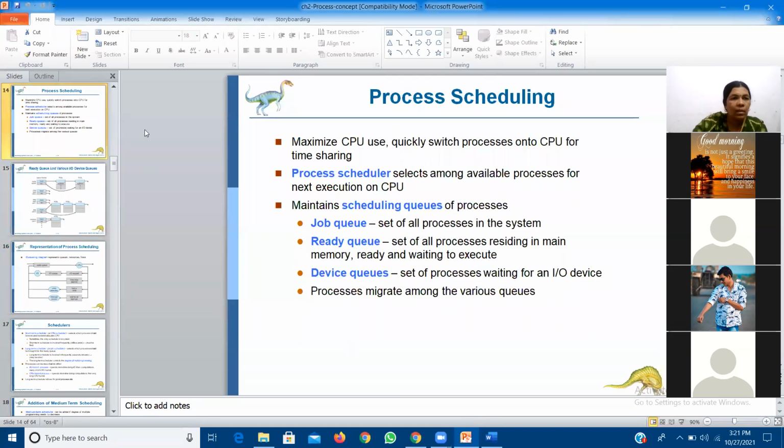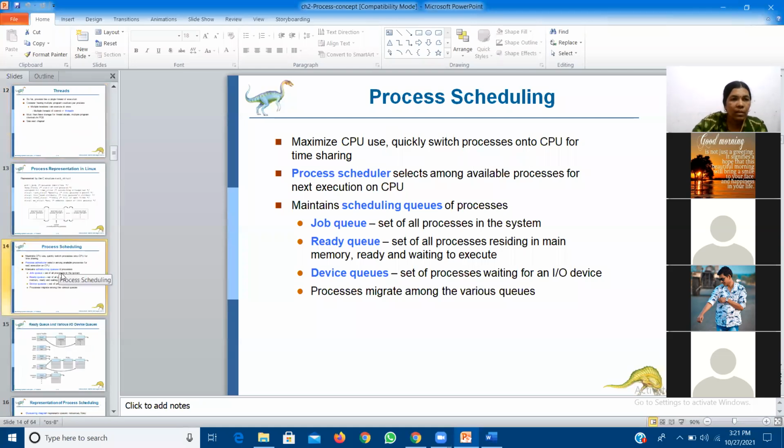Okay, so throughout the third chapter we are discussing process scheduling. In the third chapter we are discussing the different types of scheduling algorithms, etc. So over here, just as an overview, we are discussing process scheduling. It is the process of scheduling the processes.